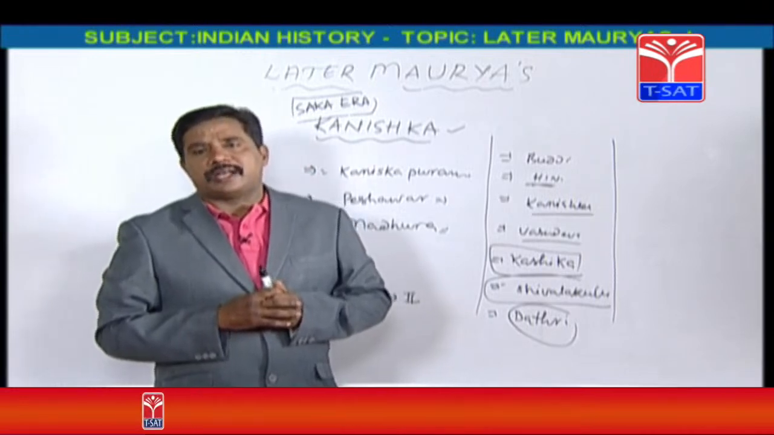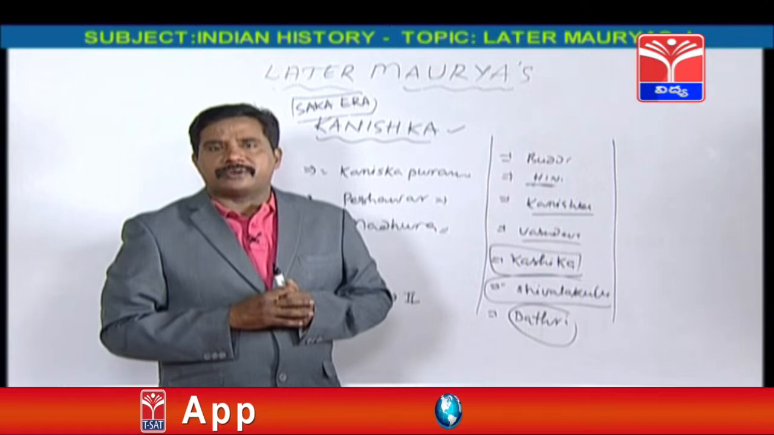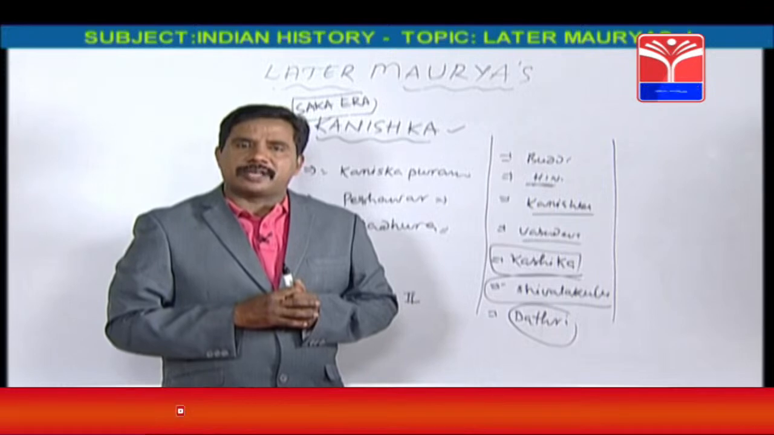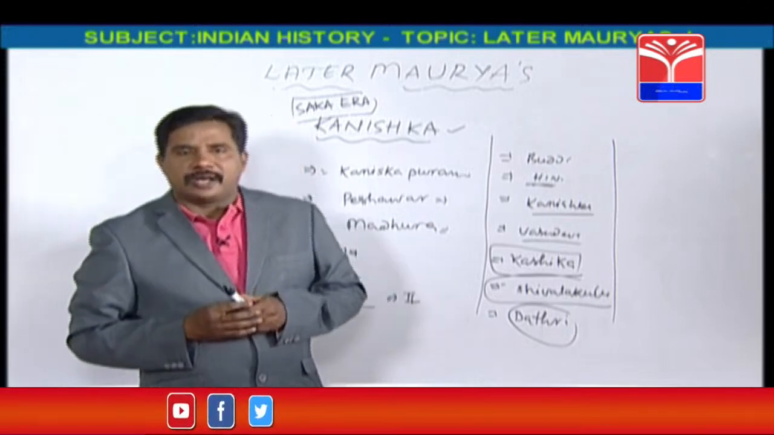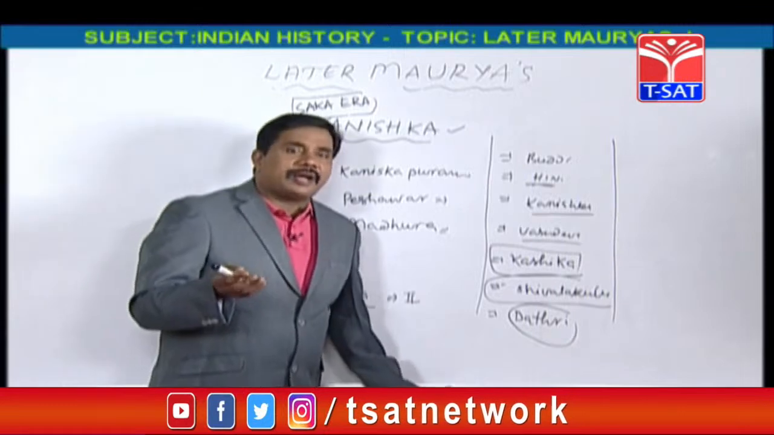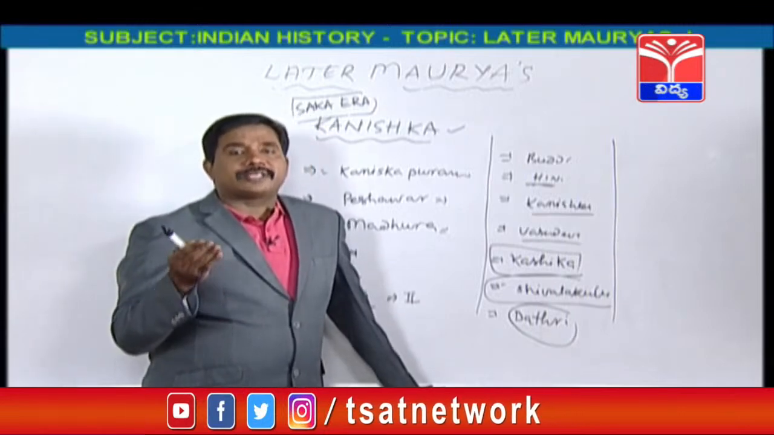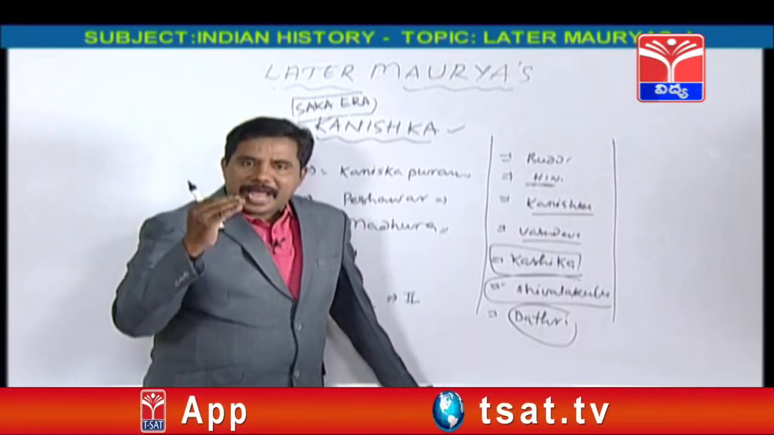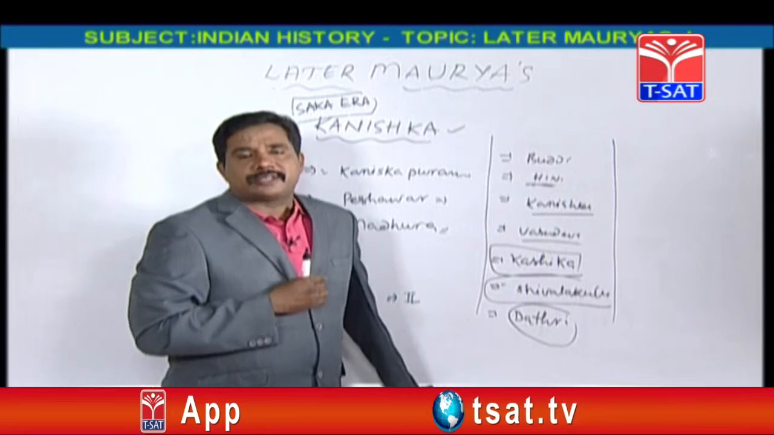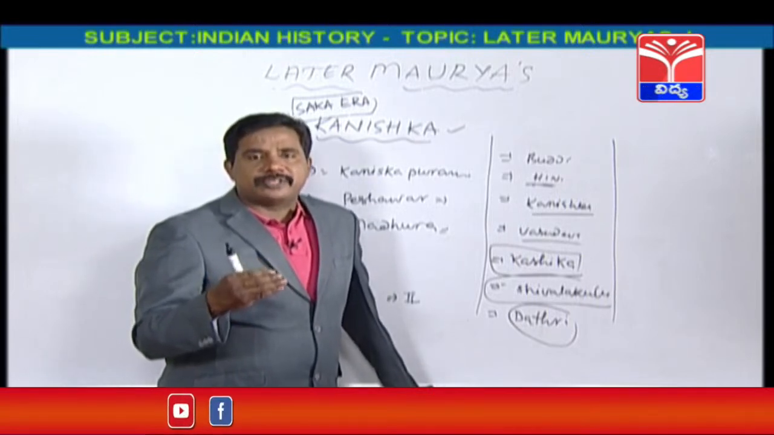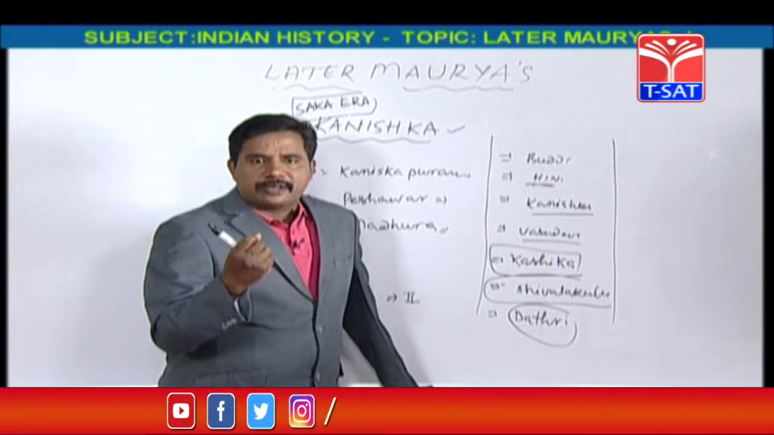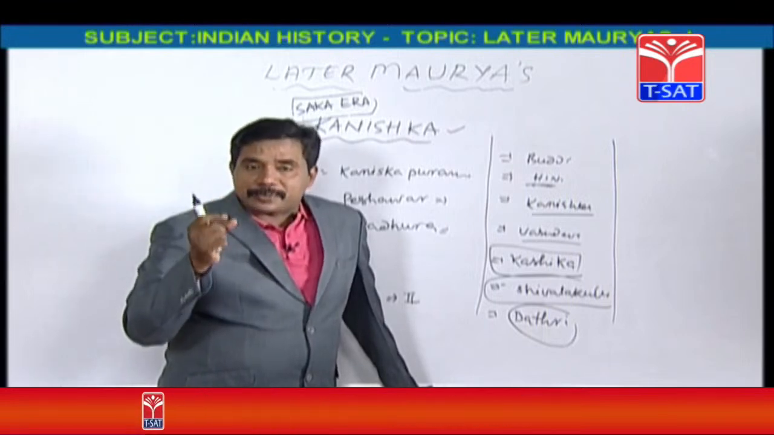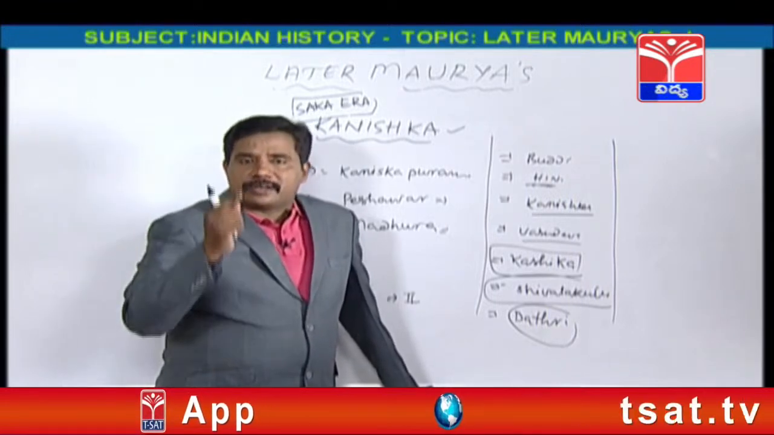Ashwagosha wrote Buddha Charita and Saundara Nandanamu. These two books were written by Ashwagosha. And we have Charaka. Charaka wrote Charaka Samhita. This is a diagnosis book. Today we are doing diagnosis, finding which disease is there and getting results. That's why the diagnosis system in India was introduced first by Charaka.